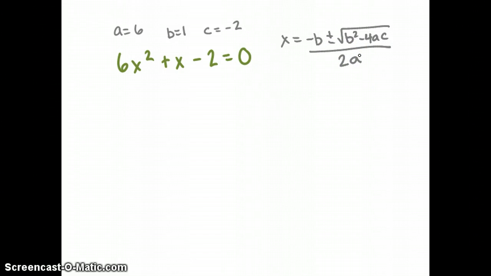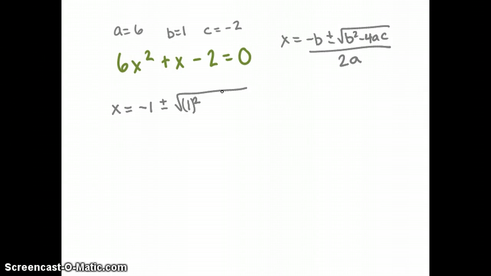That quadratic formula is going to be very handy, so now we just plug in our a, b, and c values. So x equals negative b, that's negative 1, plus or minus the square root of b squared, so 1 squared. And I'm going to go ahead and put parentheses around that 1, because if it was a negative value, we want to make sure that we square the negative value and make it a positive value.